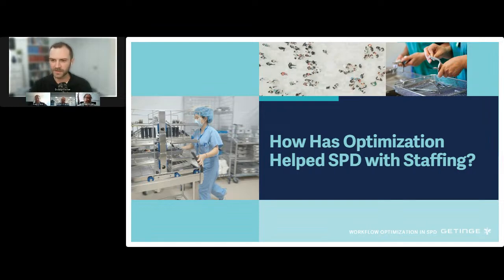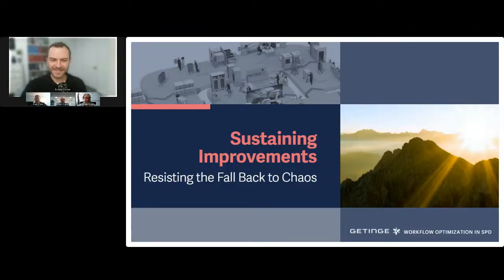What Rob talked about, of having 350 trays down at 7 a.m., because you'll be able to actually spend your staffing hours on working on those trays. And so it helps. Last section here: sustaining improvement.